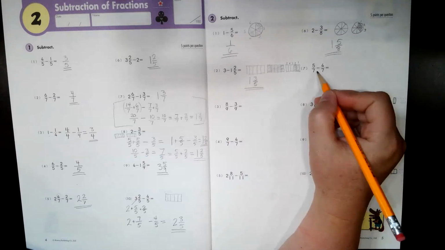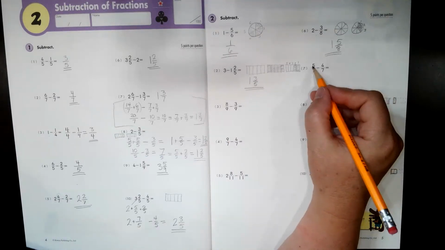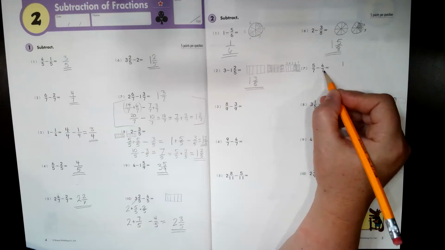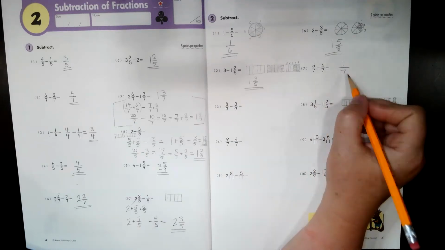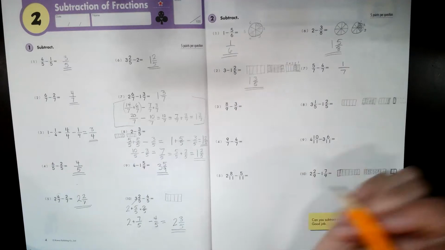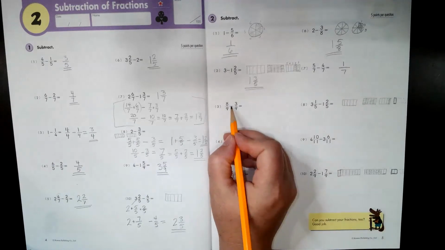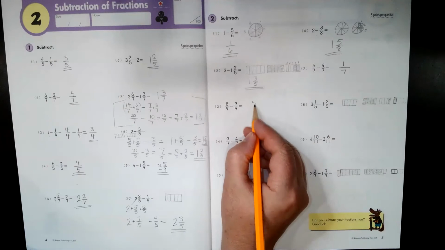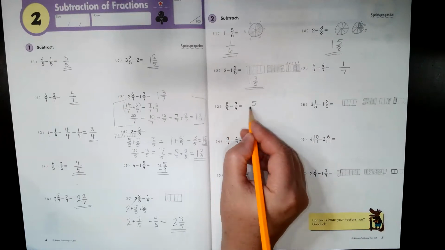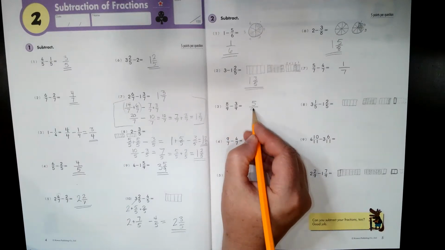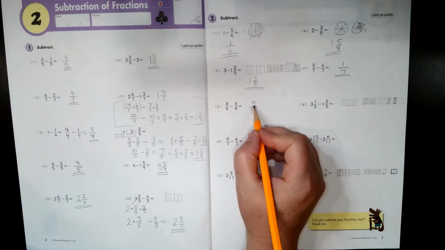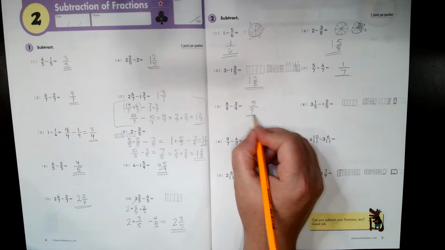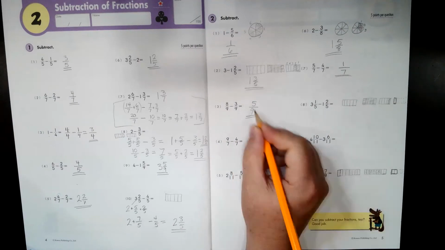All right, remember how I said this is just the math? 5 minus 4 is 1. The denominator stays the same. 1 of 7 parts. This is the same. 8 minus 3, that's 5. The denominator stays the same. Oh, I forgot to do my 2 lines. Sorry. 5 of 9 parts is the answer.